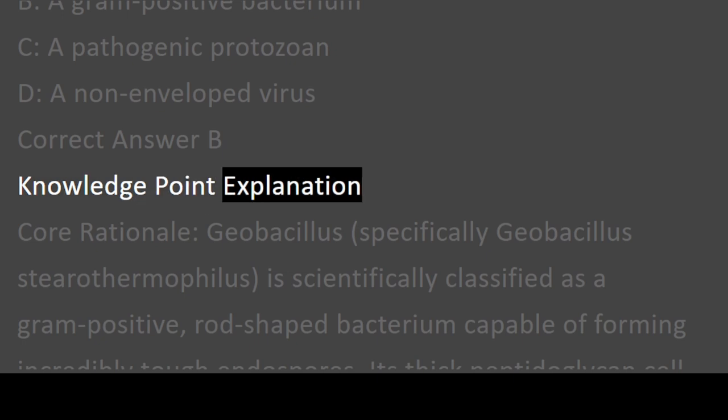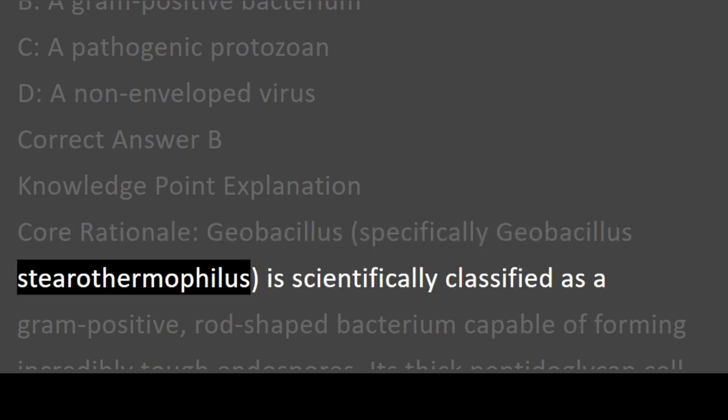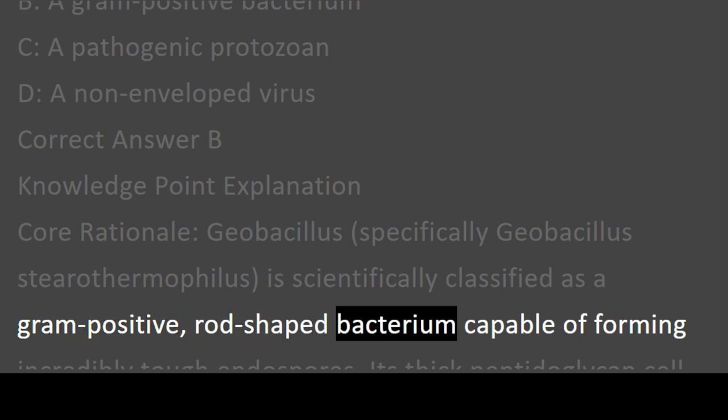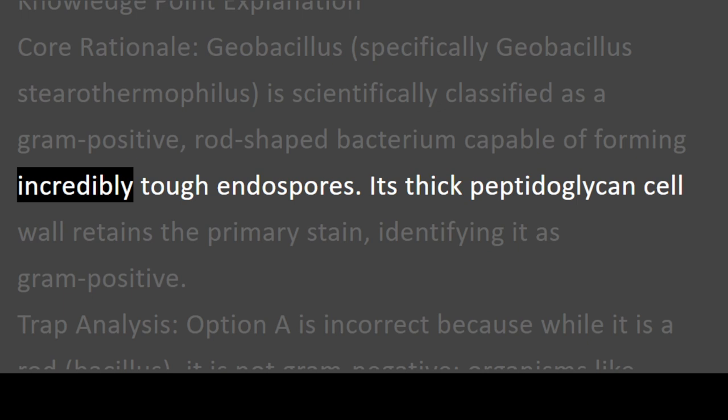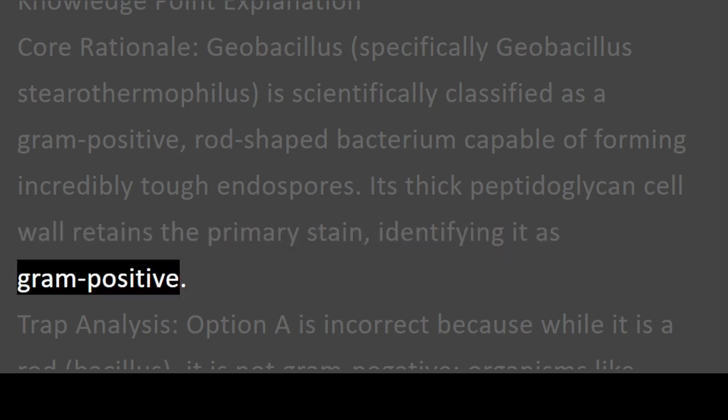Knowledge point explanation. Core rationale: Geobacillus, specifically Geobacillus stearothermophilus, is scientifically classified as a gram-positive, rod-shaped bacterium capable of forming incredibly tough endospores. Its thick peptidoglycan cell wall retains the primary stain, identifying it as gram-positive.